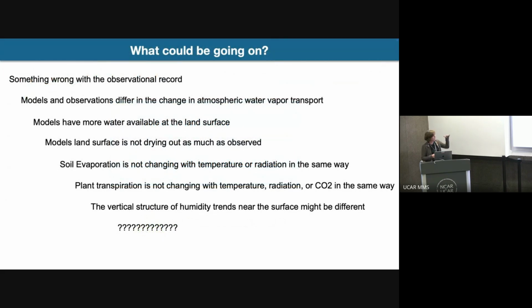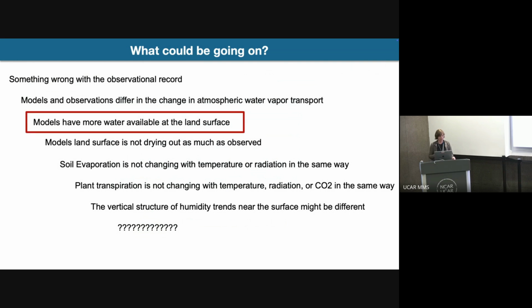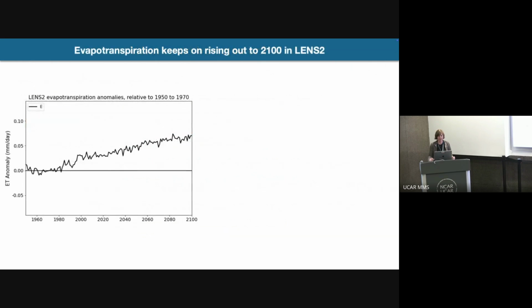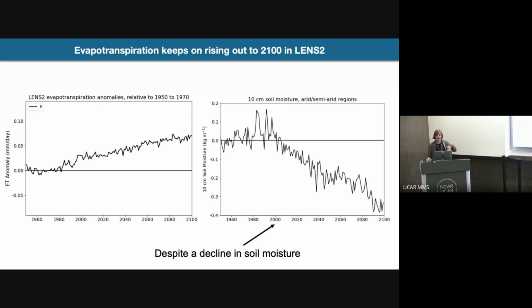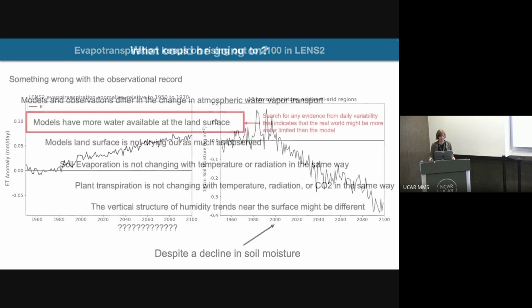So we have a big long list of what potentially could be going wrong. Here I'm just going to touch on one of them, and that's the potential that models could have more water available at the land surface than reality. So basically what happens in the models, if you look out to 2100, averaged over arid and semi-arid regions, evapotranspiration just keeps on rising, despite there being declines in soil moisture. So what if in reality there are more limitations on how much evapotranspiration can increase? That could explain why we don't see this increase in near surface humidity that we see in the models.